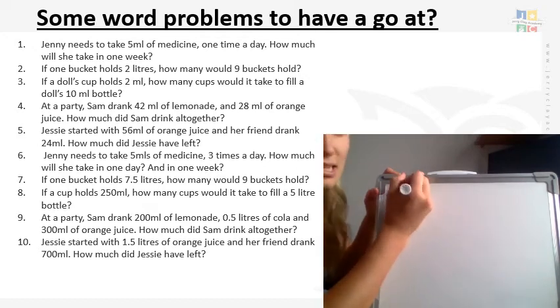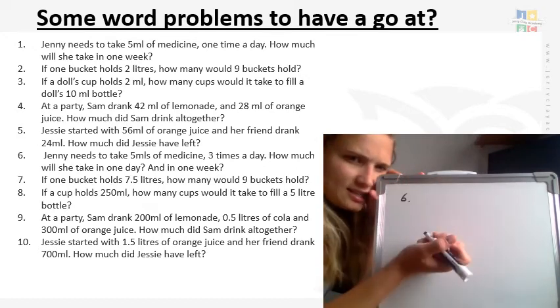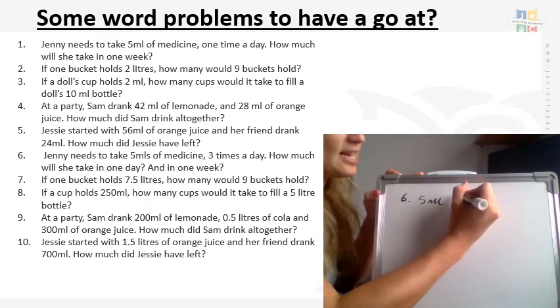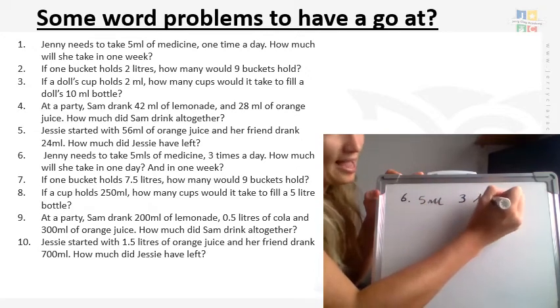Okay, number 6. Jenny needs to take 5 millilitres of medicine, but this time she's taking it 3 times a day.